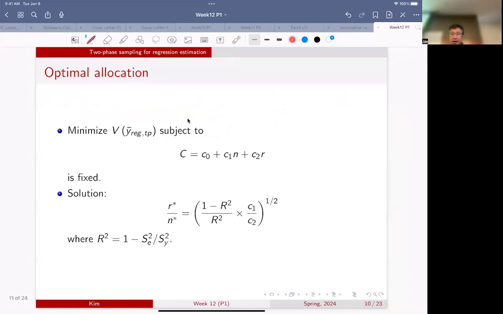Okay. And the next topic is how to choose N and r. So C0, C1, C2 are known. They are given. I know how much it costs for each measurement. But what I don't know is, given the budget, what is the best sample size for, say, phase one and phase two.